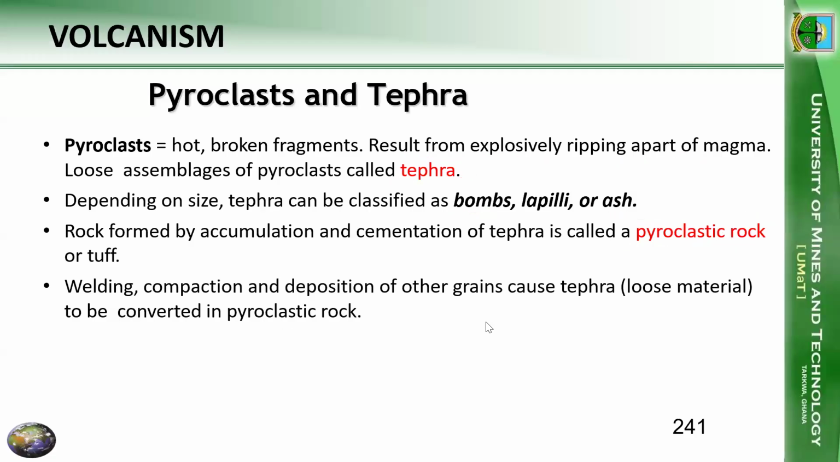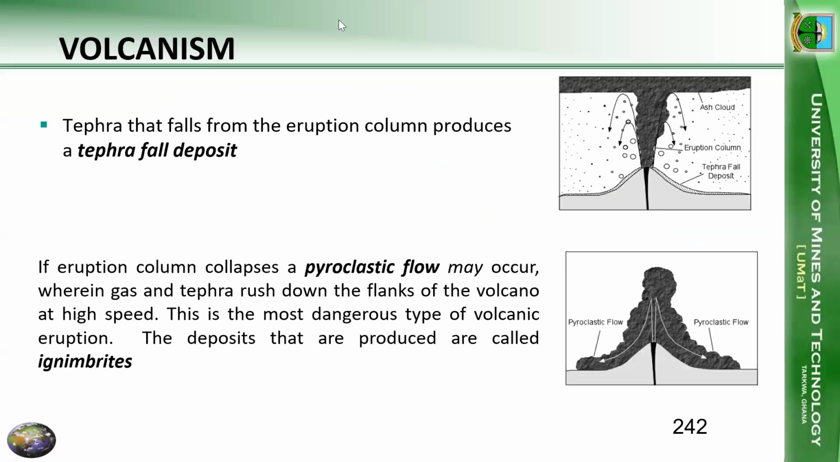Tephra that falls from the eruption column produces what we call a tephra fall deposit. And pyroclastic flows are typically associated with this type of mafic magmas. They will travel at a far higher speed.